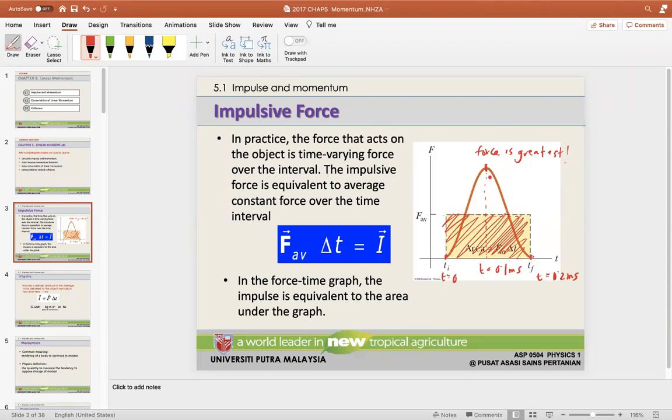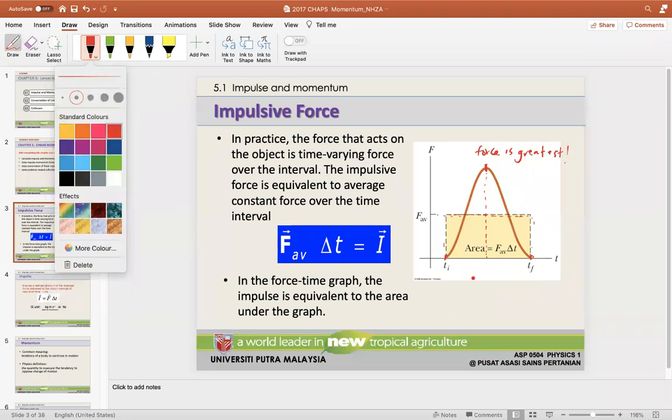Okay, kalau kita buang ni, the F average and the time makes a square, right? So that is how you calculate for impulse. So F times T is impulse. So if they give you a force versus time graph, you can find impulse by multiplying the force with time. Macam mana nak cari? Take the F average and times it with the change in time. So change in time is delta T, right? So this guy over here is just delta T.